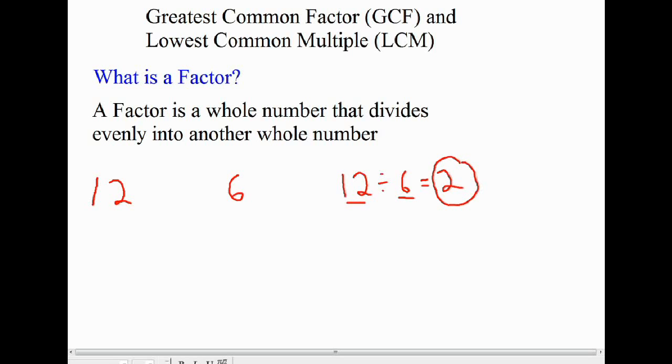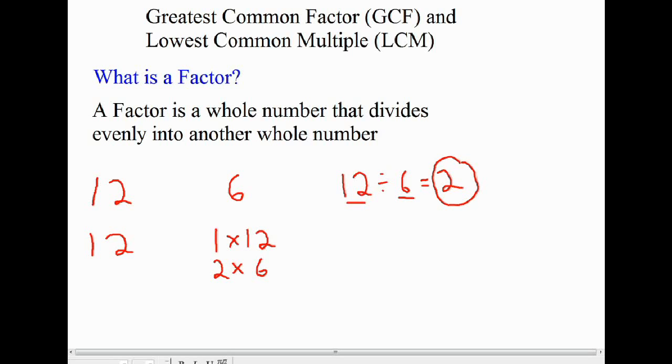Now, oftentimes it's helpful to list all the factors of a number. So if we take the number 12 again, sometimes when you're coming up with factors, it's helpful to come up with all the multiplication questions that would equal 12. So I usually start with the smallest value that goes evenly into 12, which is 1. Well, 1 times 12 is 12. And then the next smallest value that goes evenly into 12 is 2. And 2 times 6 is 12.